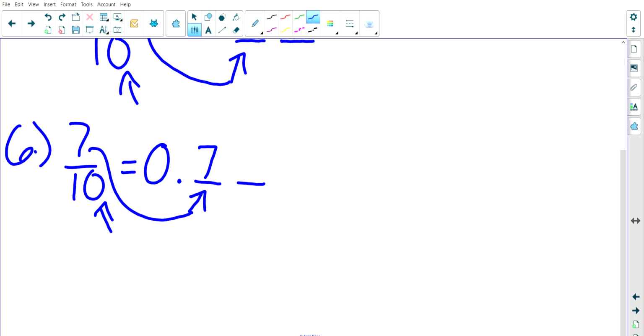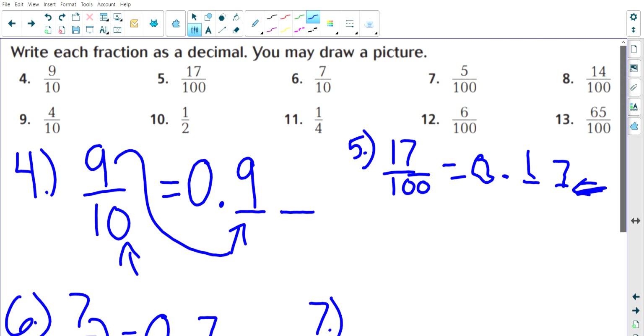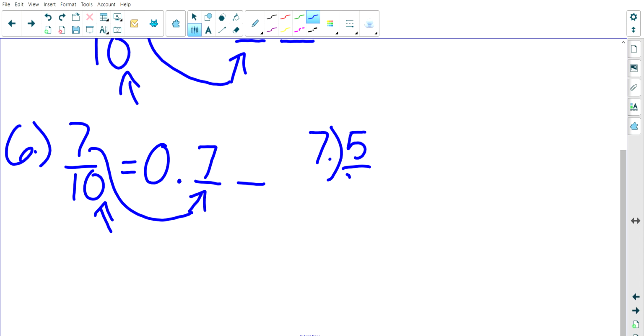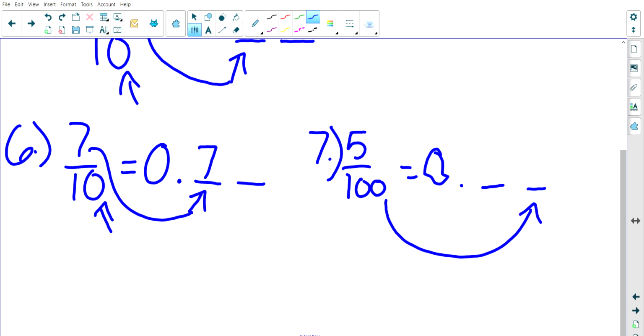Okay, number 7. Number 7 is 5 hundredths. All right, first question, do we have any holes? No, we do not, so we can write a 0. Then we need a decimal point. I need to figure out where that 5 should go. I know that my total number is hundredths, so I know that the second place is hundredths. So that means that my 5 should be written in the hundredths place.